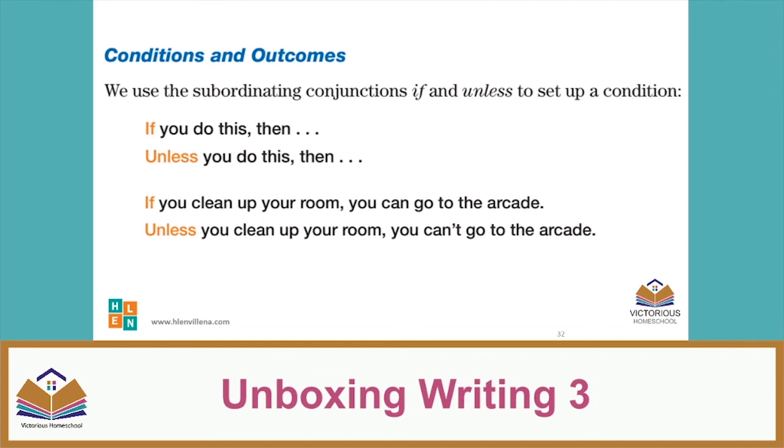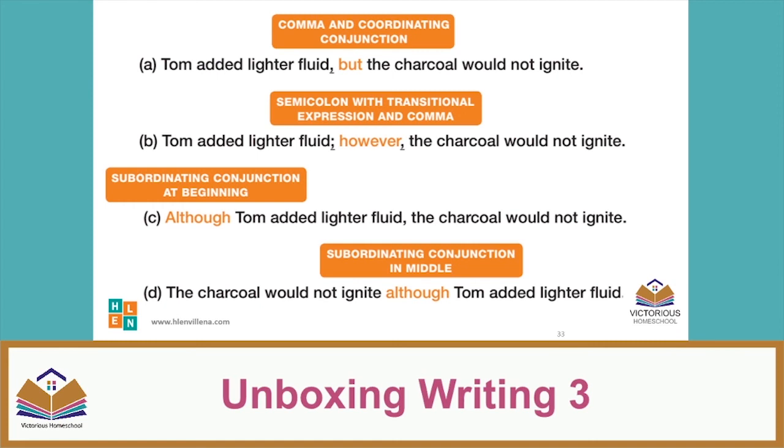What if you're going to write about conditions and outcomes? Okay, so we use the subordinating conjunctions if and unless to set up a condition. So if you do this, then; unless you do this, then. For example here, if you clean up your room, you can go to the arcade. Unless you clean up your room, you can't go to the arcade. So different ways of saying things, right? So let's analyze this one.